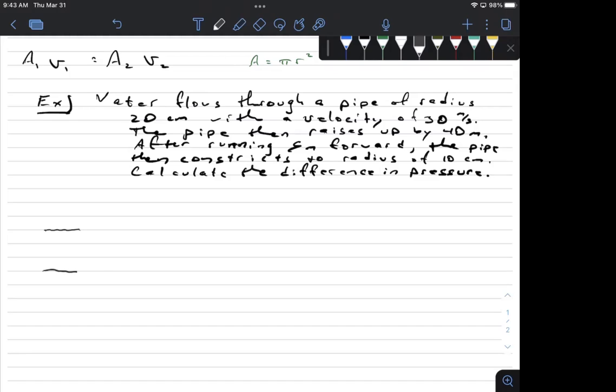Here's our original pipe. Then it goes up 40 meters. Then it moves forward for 5 meters, where it then constricts to a new size. And so I would say that is pretty much what our pipe system looks like.